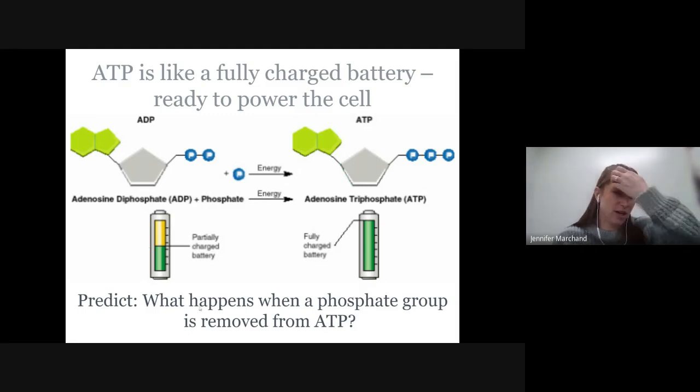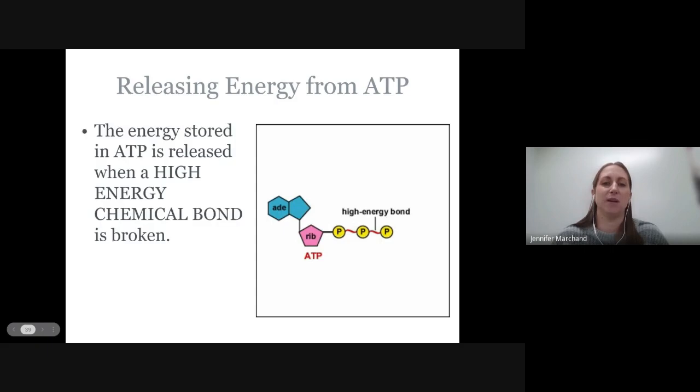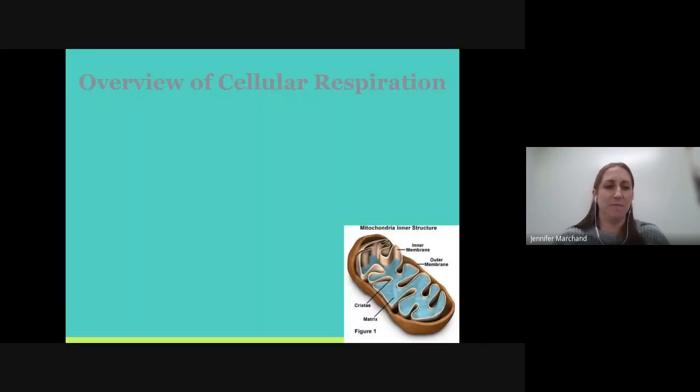So what do you think is going to happen when we remove a phosphate group from ATP? Is it going to go back to ADP? All right, so how are we going to release energy from ATP? The energy stored in ATP is released when a high energy chemical bond is broken. So how are we going to break that bond? The energy stored in that bond is then able to be used by the body. Okay?